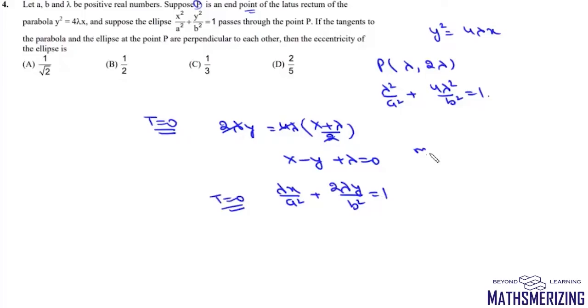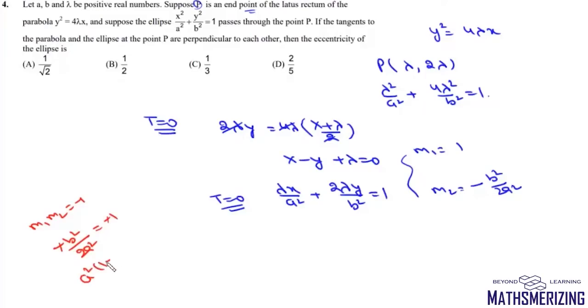Now the slope of this tangent to the parabola is 1 and the slope of the tangent to this ellipse is minus b square upon 2a square. Now it is given that these two tangents are perpendicular. That means the product of slopes is minus 1. So we'll write m1 into m2 as minus 1. We'll get minus b square upon 2a square equals minus 1. Now here minus and minus will cancel, and b square is a square into 1 minus e square, and it is equal to 2a square.